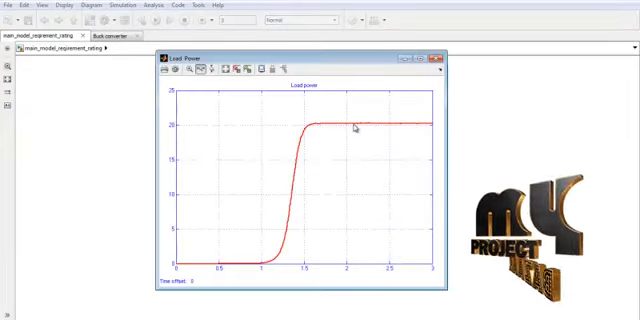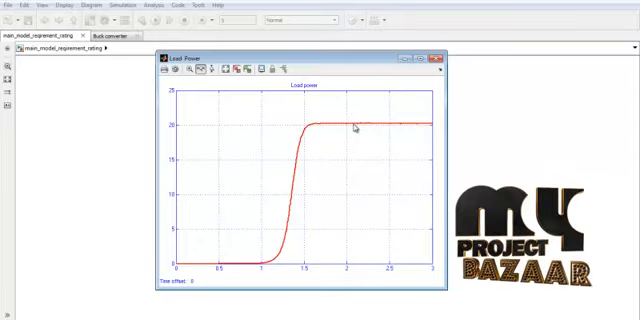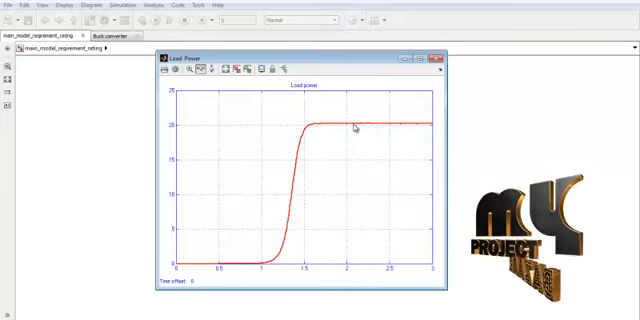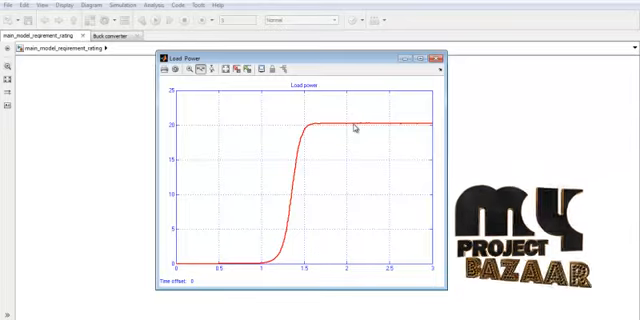Next we see the load power. With this current and voltage applied, this is the 20 watt load we use in this process. A constant DC power is given to the load.